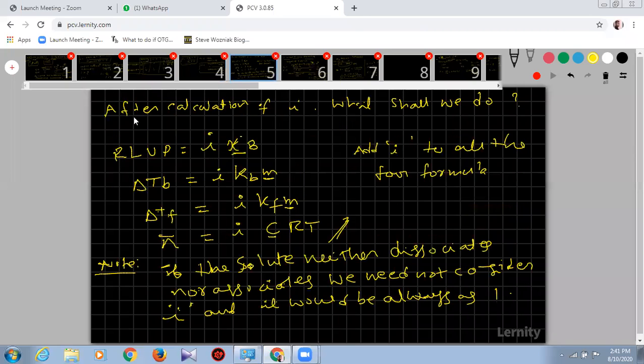Next, after calculation of i, what should we do? We should add i to all the formulas. If some association or dissociation is happening, we use i. If there is no association and no dissociation, i can be taken as 1, because 1 mole you add will remain as 1 mole only. That's why there is no need to consider the i value if there is no dissociation or association.